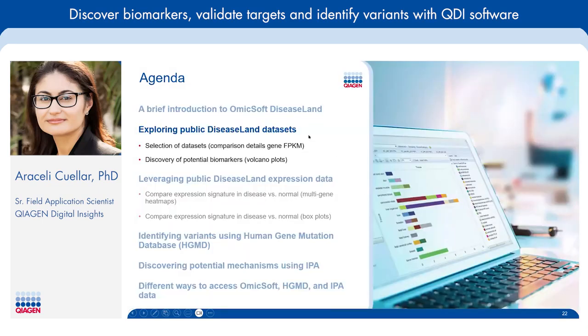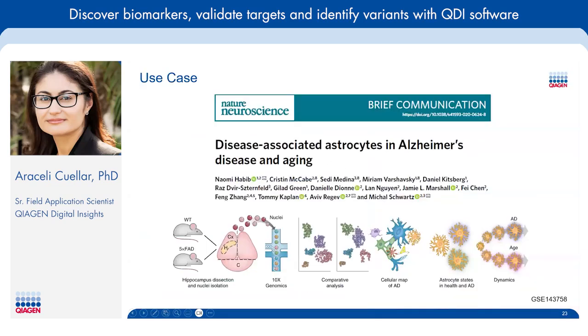And so let's go ahead and use disease LAND to identify and select public data sets that you can use for your biomarker discovery and target validation. Okay, so let's say that you read the single cell study where they used a mouse model of Alzheimer's disease to look at healthy and disease-associated astrocytes.